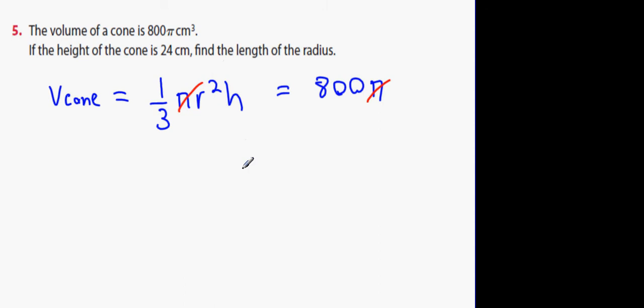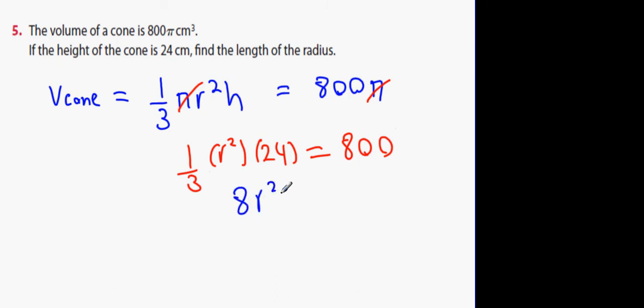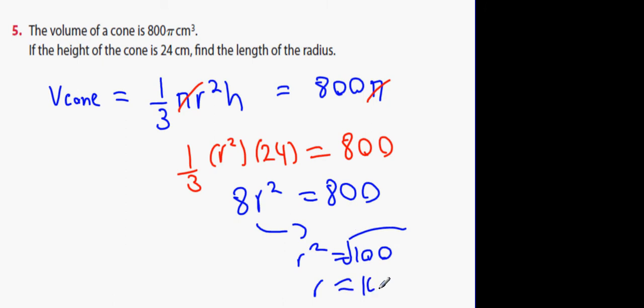The height is 24, so we're going to get a third times r squared times 24 equals 800. Now a third times 24 is 8. 8 r squared equals 800. Divide 800 by 8. R squared equals 100. R therefore is the square root of 100, which is 10 centimeters.